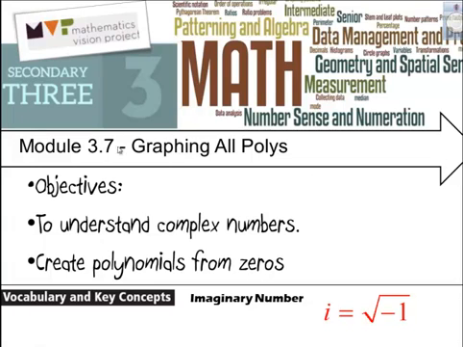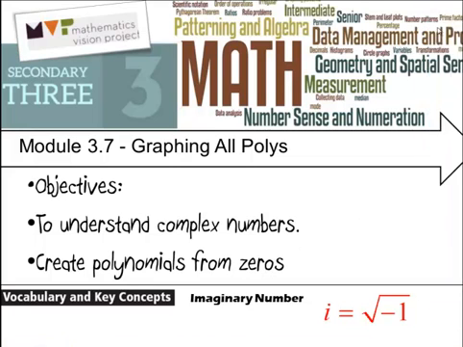Alright, so here's 3.7, graphing all polys. Our objectives today is we're going to understand complex numbers. And when we say complex numbers, we're talking about these things right here, imaginary numbers. Okay, so i equals the square root of -1. I'll go into that in a second. And then last, we're going to be creating polynomials from the zeros. All right, here we go.